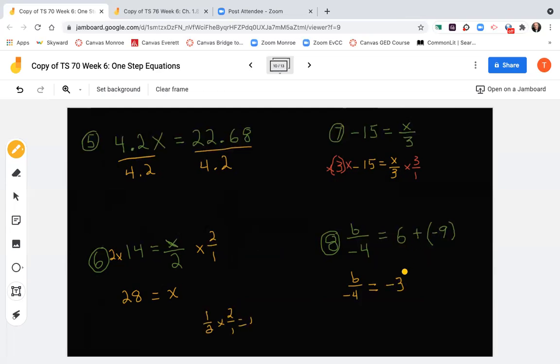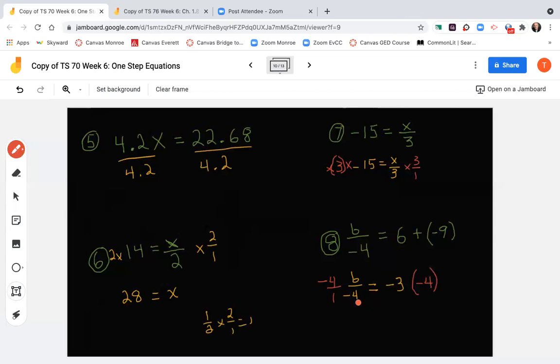Now, I'm going to look at this equation here. I've got b over negative 4. I want to get rid of the negative 4. So I'm going to multiply by negative 4 over 1. So I'm going to multiply this times negative 4. Now let me show you why I did that.